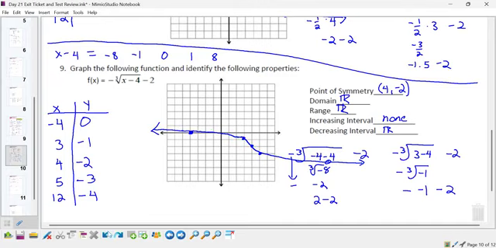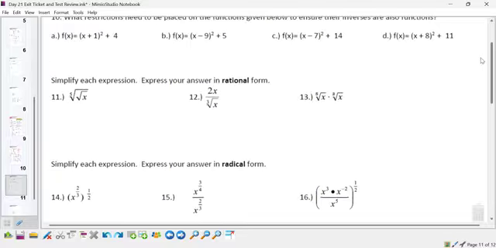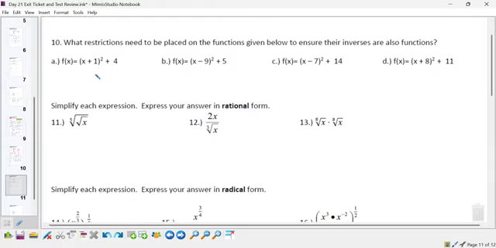All right. Moving right along with number 10. Okay, number 10, what restrictions need to be placed on the following functions to ensure their inverses are also functions? So what I want to think about on these are all parabolas. I see square, square, square, square, and I also notice they all open up because there's no negative. So they're all looking like this. So my goal is to figure out what is this vertex, and I want to keep the right side.